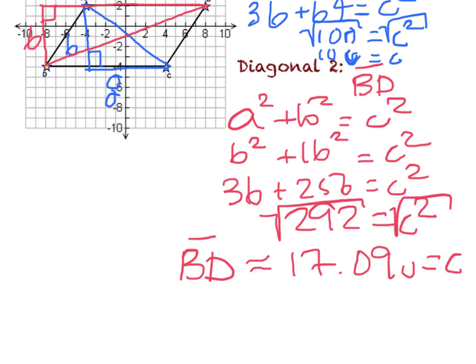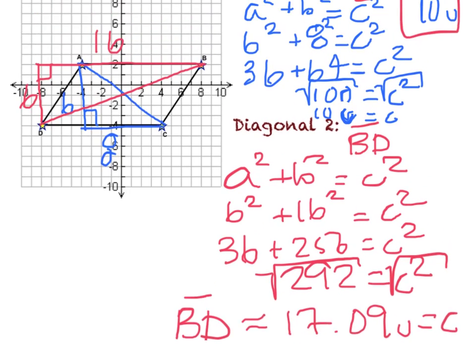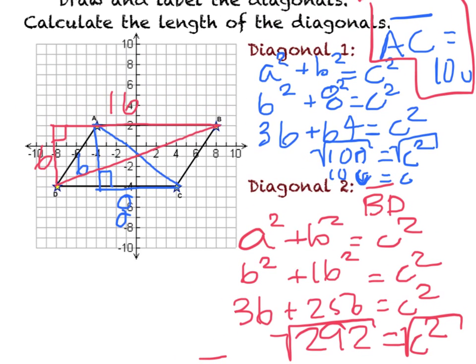So line segment BD is equal to about 17.09 units. And again, one more time, to get that, what I need to do is take my parallelogram, which is originally graphed, and turn the diagonals into two hypotenuses and create right triangles around them and use the Pythagorean theorem to calculate those distances.